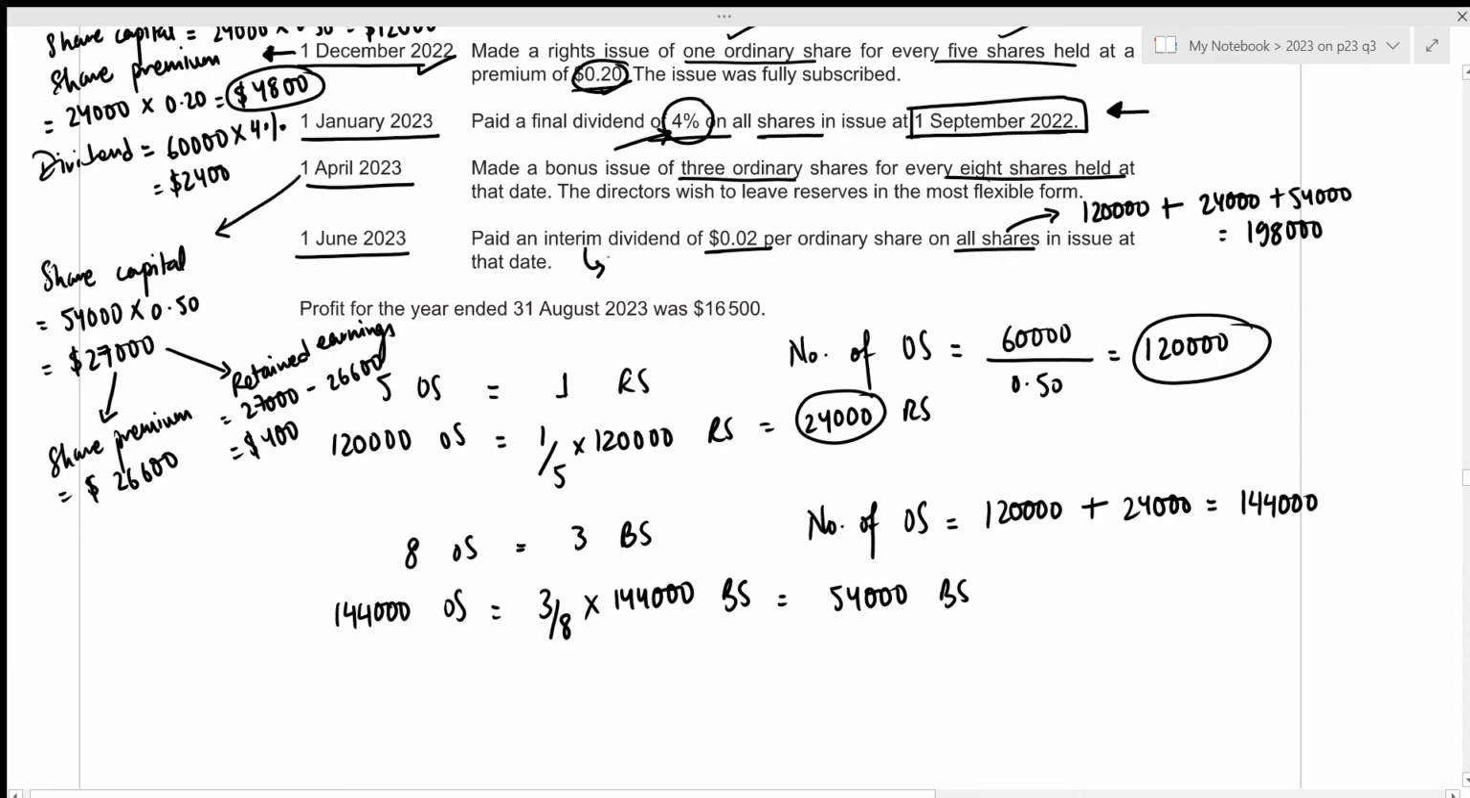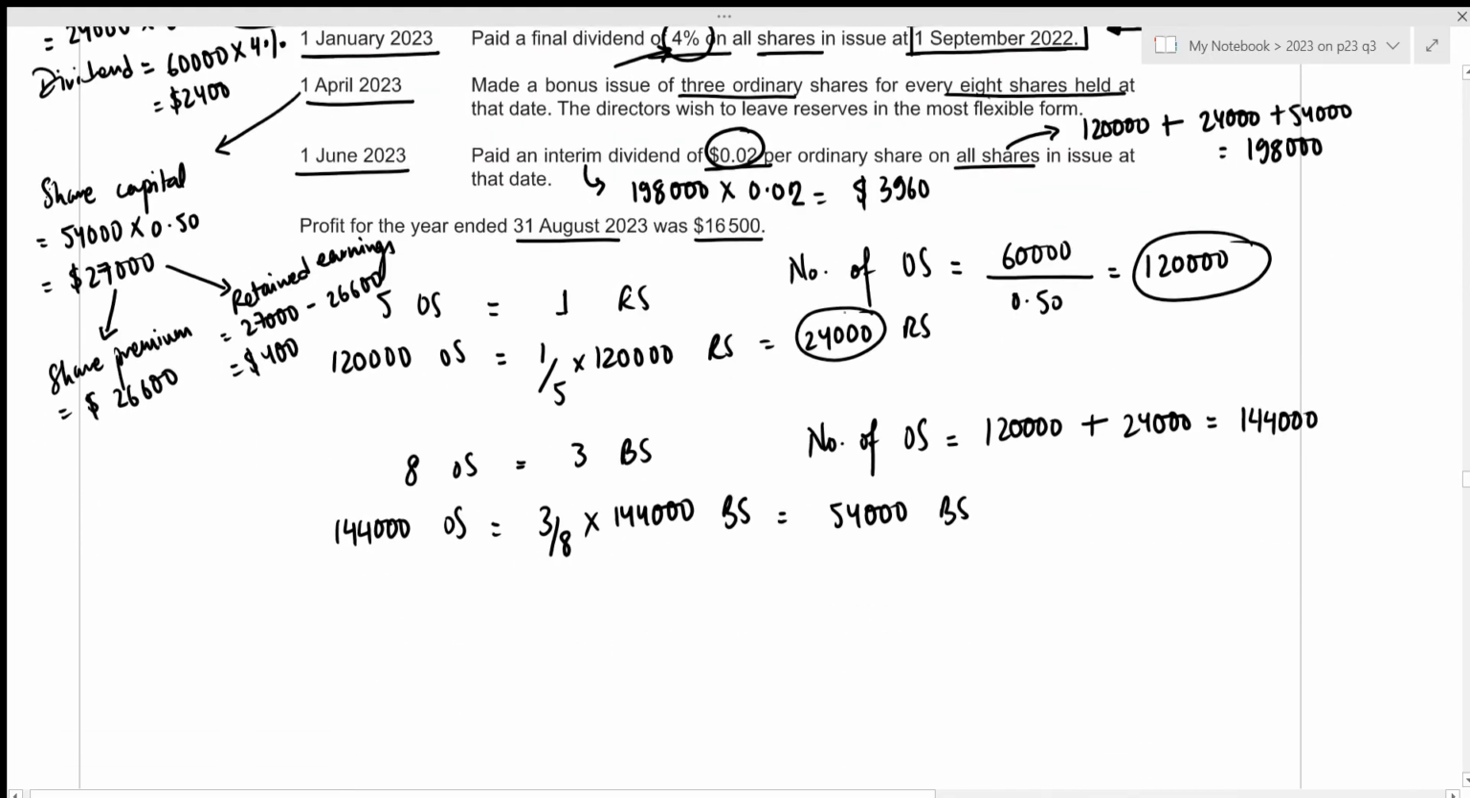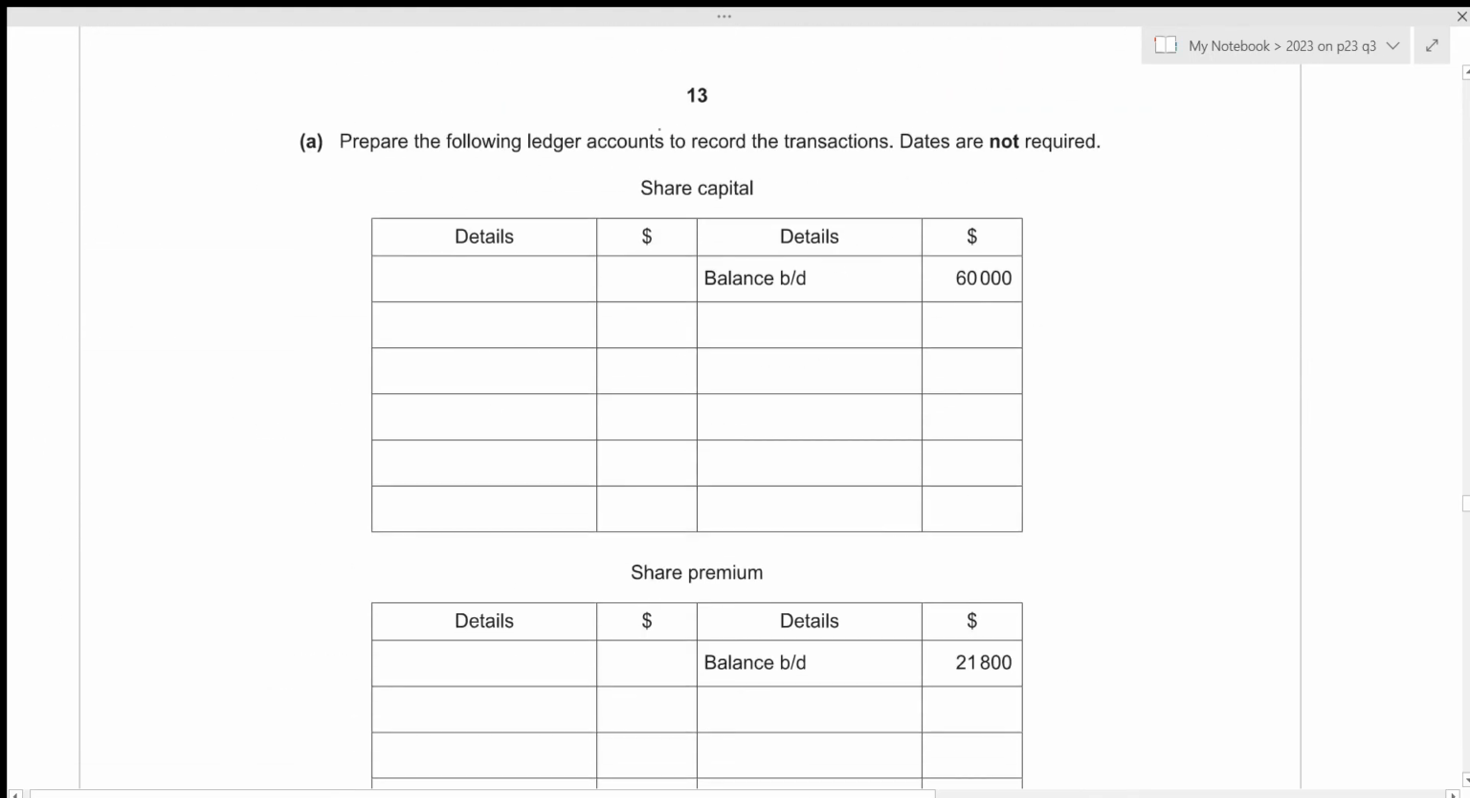So the interim dividend value will just be the number of shares, 198,000, multiplied by the rate of dividend of 0.02, which gives the value of 3,960. That's the interim dividend paid. Then profit for the year ended 31st August 2023 was 16,500. Alright, this is all the information. Now, we need to prepare the following ledger accounts to record the transactions.